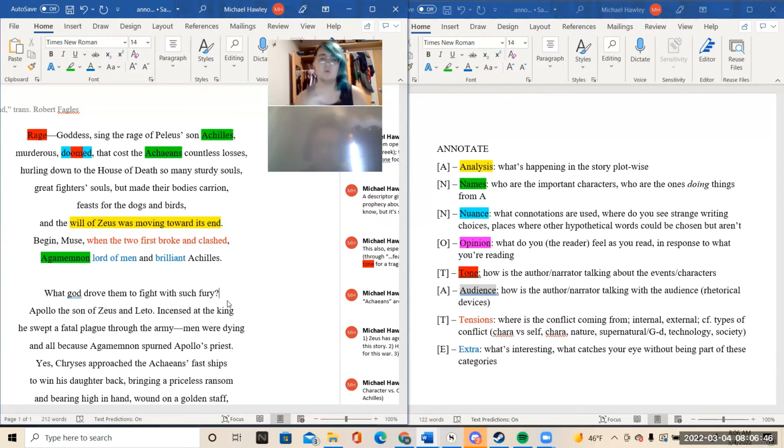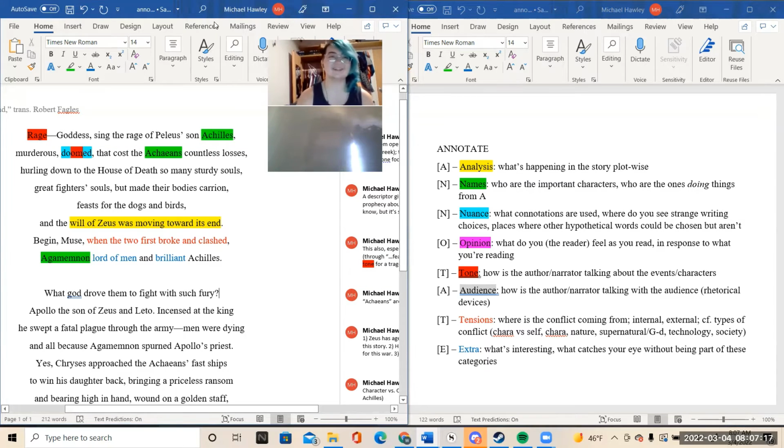Tensions, where's the conflict coming from? What kind of conflict is it? We've got the standard six types of conflict: character versus self, character versus character, character versus nature, character versus God or the supernatural, character versus technology, and character versus society. And then extra, which is just, what's going on that's fun? What caught your eye? In this case, it's the epithets.